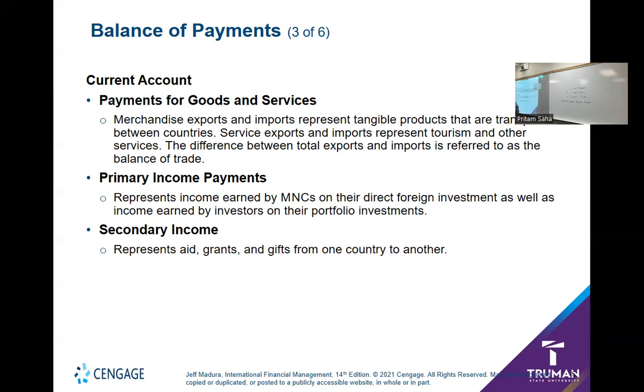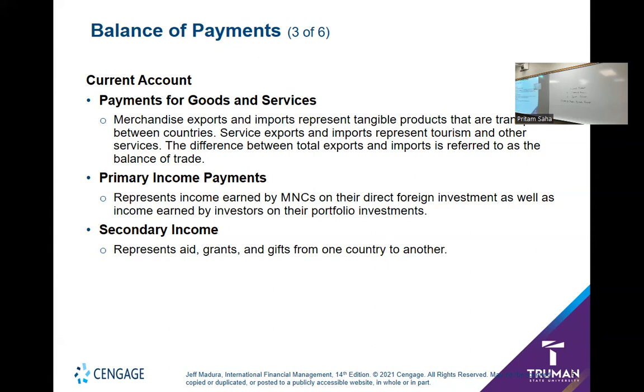Sometimes different countries give you money for research, right? Maybe for new vaccines, maybe for new medications. Those are considered grants. So any aid due to a natural disaster or problem, any grants for R&D activities or innovation, any gifts from one country to another is considered secondary income and recorded in the current account. If you receive it, it's an inflow for you. If you pay it, it's an outflow for you.